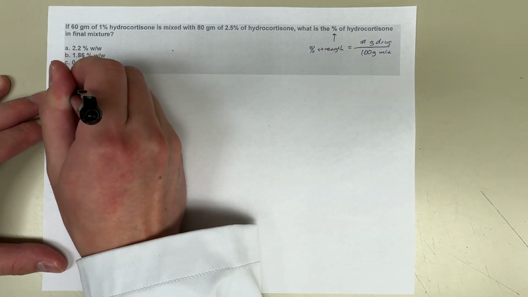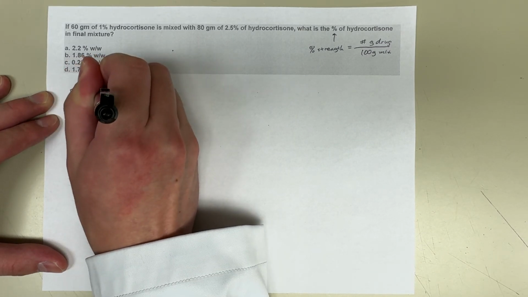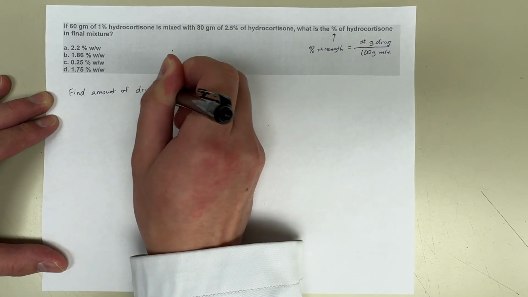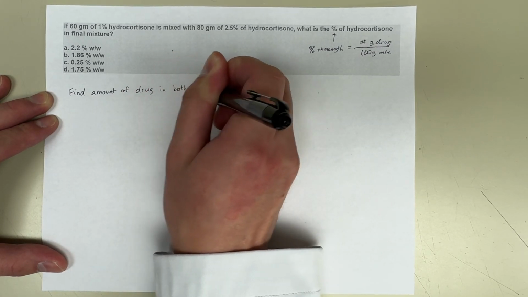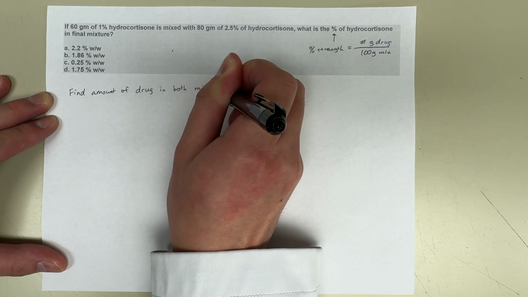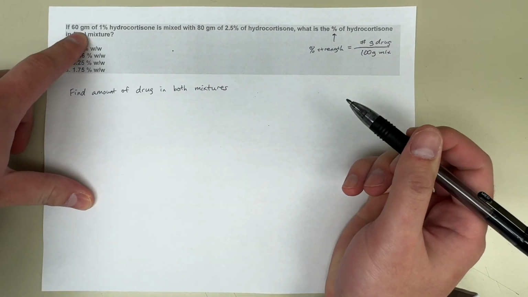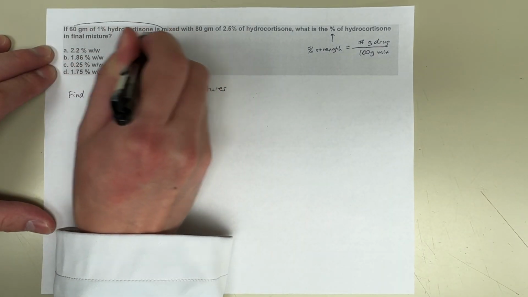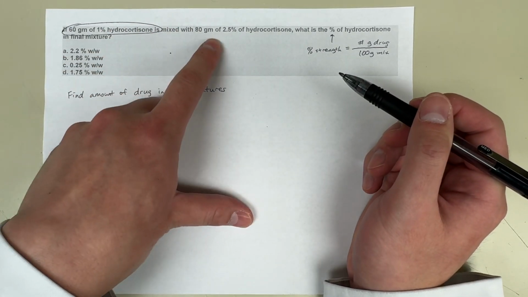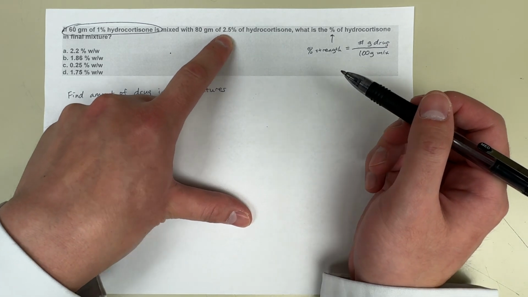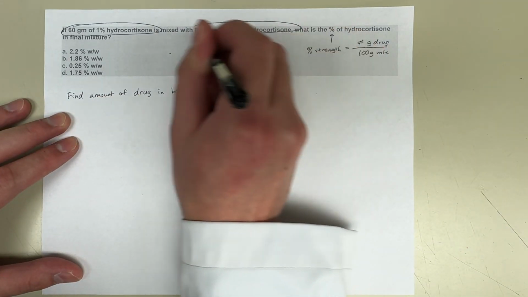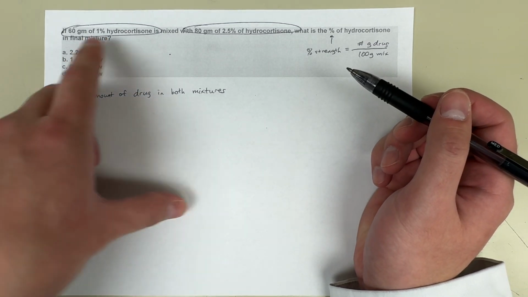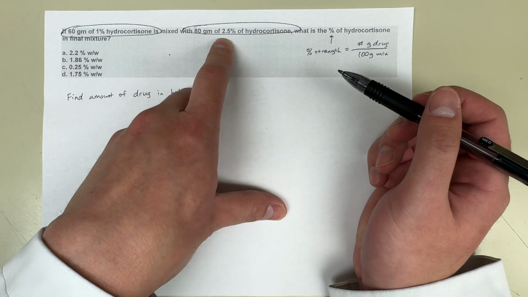So the first thing we do is find the amount of drug in both. I have 60 grams of a 1% hydrocortisone, and then I have another mixture of 80 grams of 2.5% hydrocortisone. I want to find the amount of drug in this mixture, and the amount of drug in this mixture.